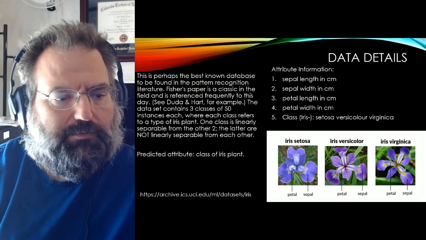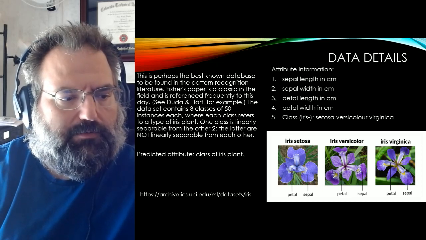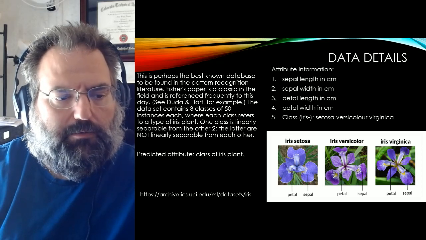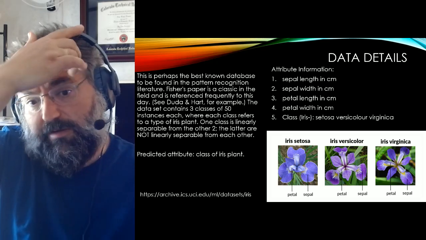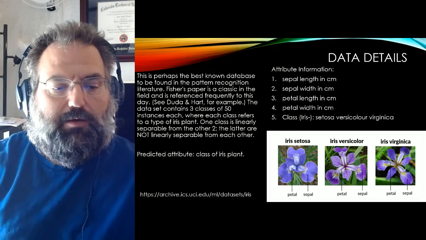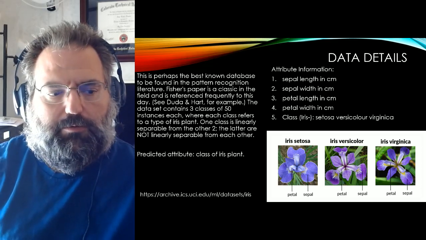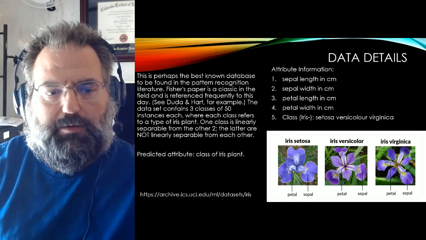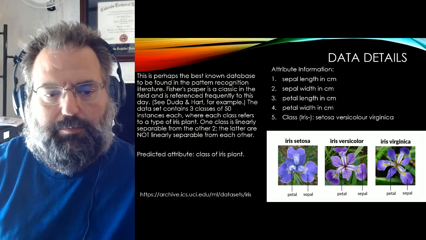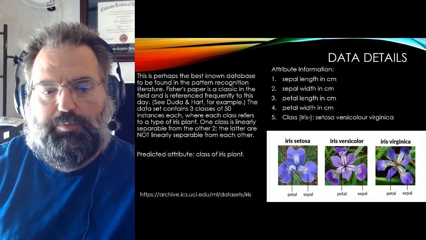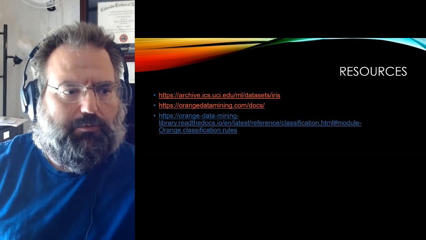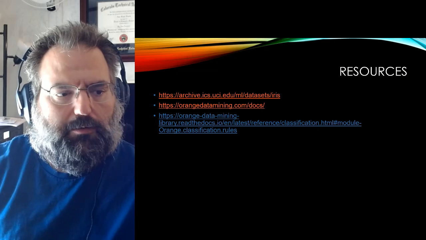So one class is linearly separable from the other two. The latter are not linearly separable. So that basically means that one of them you can separate with a straight line, essentially. The other two, it's a little more interesting than that. So you do have those four values that we talked about, the length of the sepals and the widths, and then also the lengths of the petals and their corresponding widths, and then the class of each of the particular flowers. So we'll go ahead and show the resources where you can go out and learn more about these.